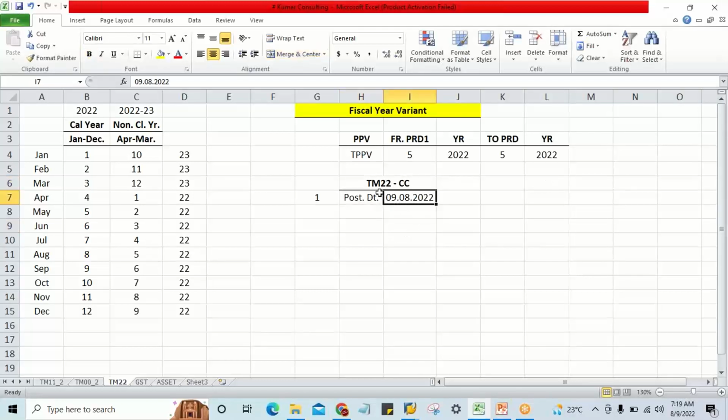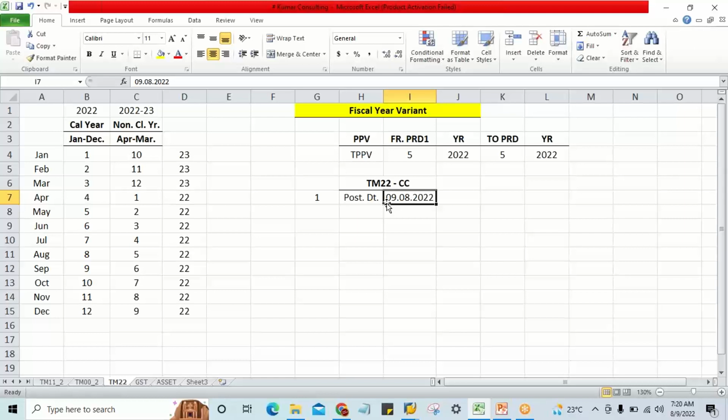Okay, so the transaction is going to be posted against TM22. Now, posting date is 9th of August. So SAP is going to check. Okay, 9th of August. So now what is happening? What fiscal year variant are we going to use?